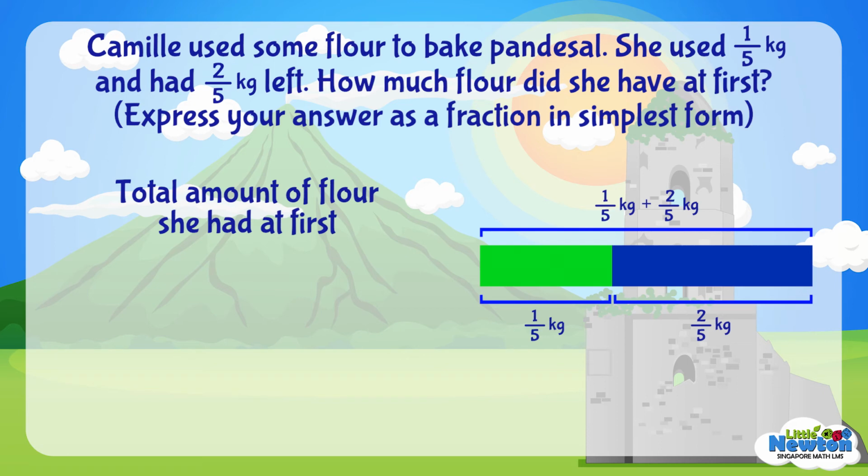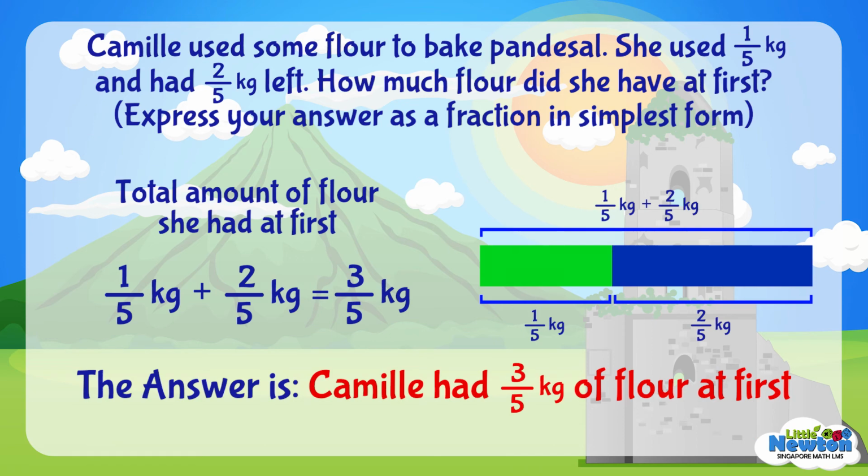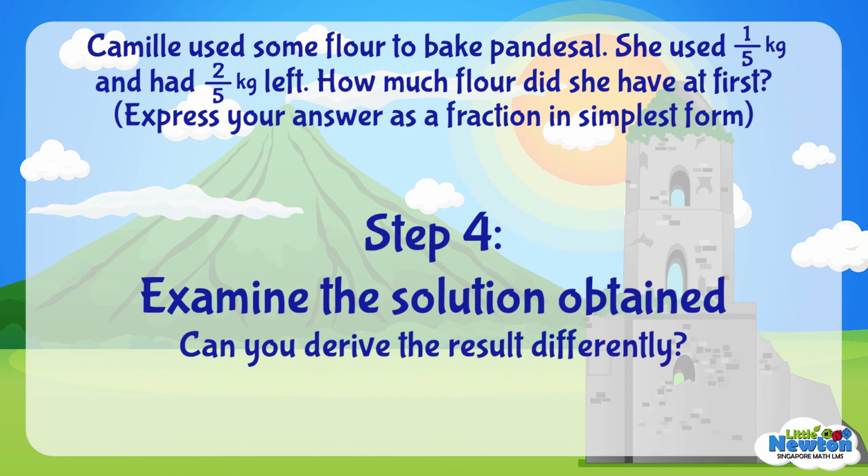The total amount of flour she had at first is 1/5 kilogram plus 2/5 kilogram equals 3/5 kilogram. Hence, Camille had 3/5 kilogram of flour at first. Let's move on to check our answers and ensure they are correct.